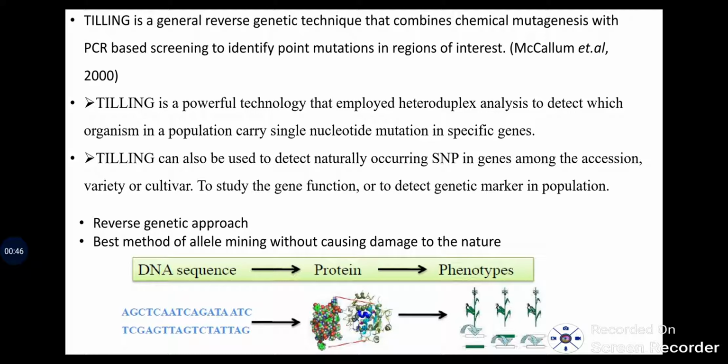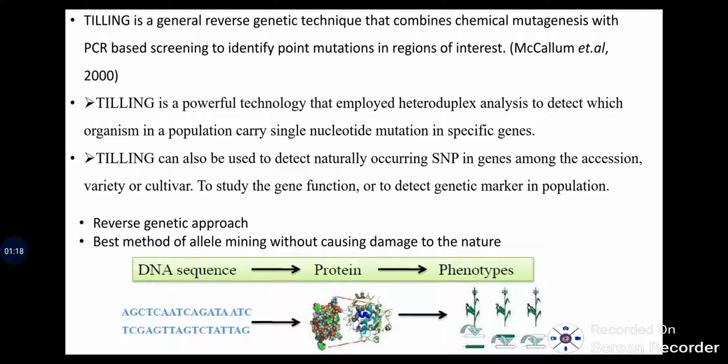But reverse genetics means it is just opposite to that. That means first we'll take the DNA sequence, then we'll go for protein analysis, and from that we will go for phenotyping. Means the results we obtain from the protein sequencing or DNA sequencing, we then compare with the phenotyping. That is the procedure of reverse genetics. So I was talking about TILLING. TILLING is Targeted Induced Local Lesions IN Genomes.